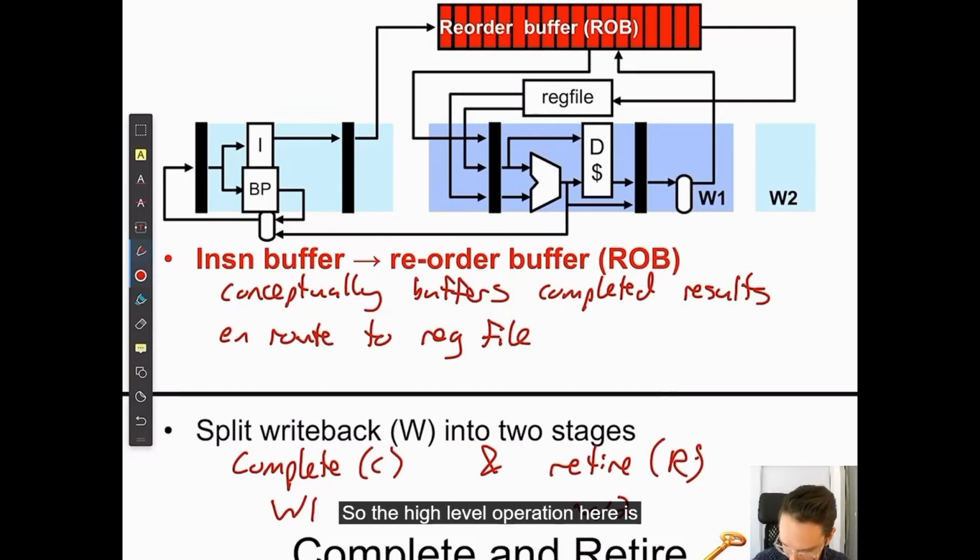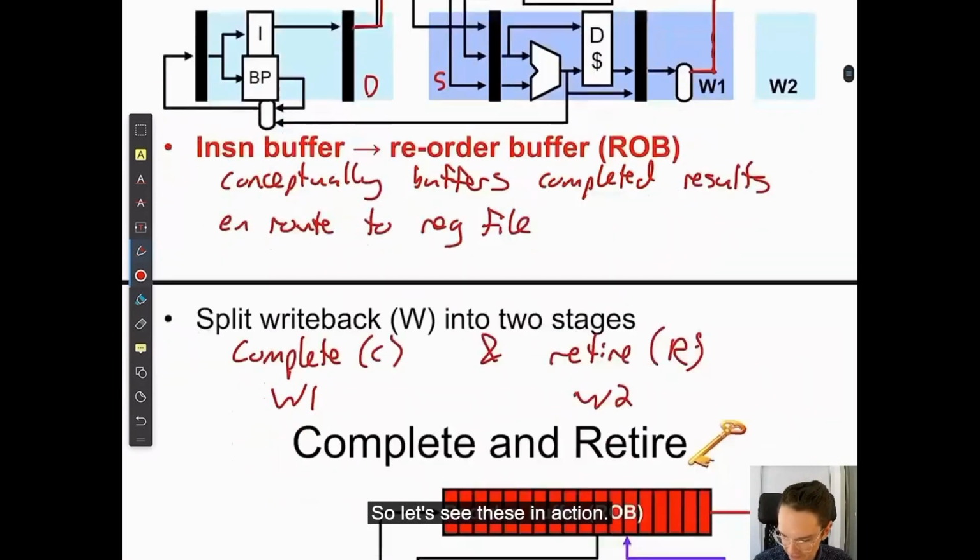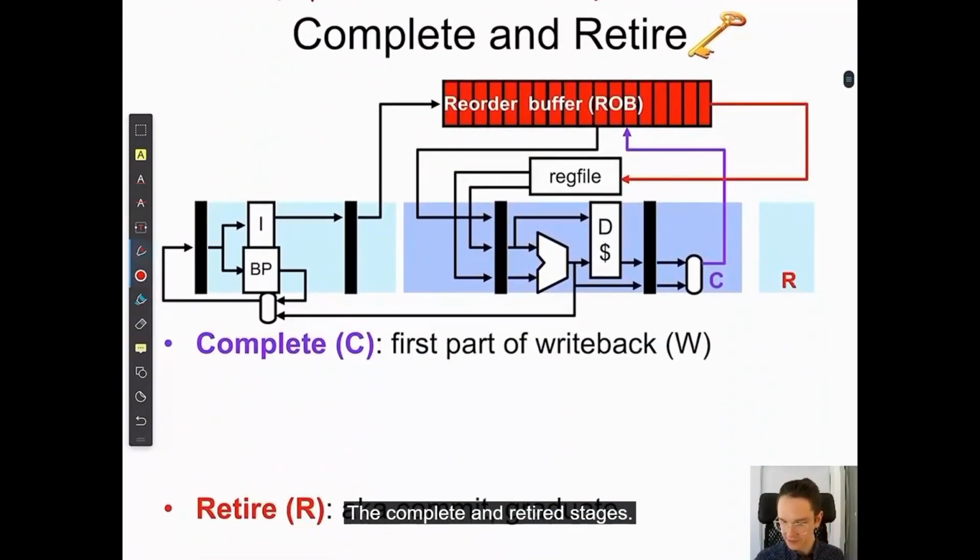So the high-level operation here is that dispatch still sends instructions in order to the instruction buffer, the reorder buffer, which then issues the instructions out of order when their operands are ready down to the functional units. But instead of writing back the results directly to the register file, the complete stage instead buffers the output register value in the reorder buffer, holding instructions and their output values in order, while the second write-back stage, the retire stage, writes back the registers in order. So let's see these in action. The complete and retire stages.